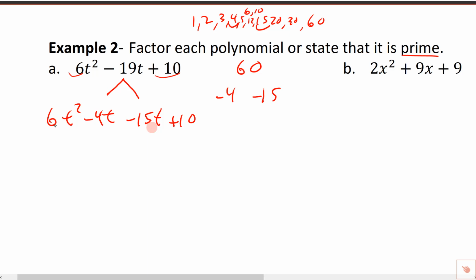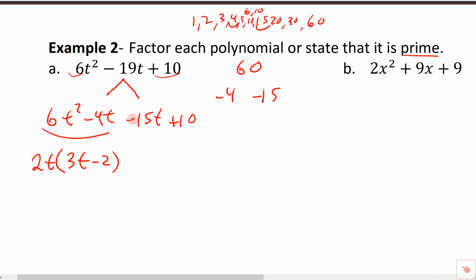So let's take a look at this one. We're going to take something out of a 6t squared and a minus 4t. We're going to take out a 2 and a t. We're left with a 3t, and when you take a 2t out of a negative 4t, you're left with a negative 2, so we're done with that one.